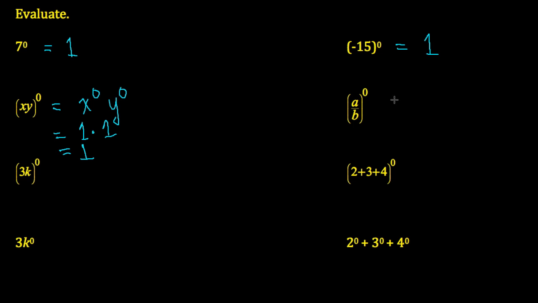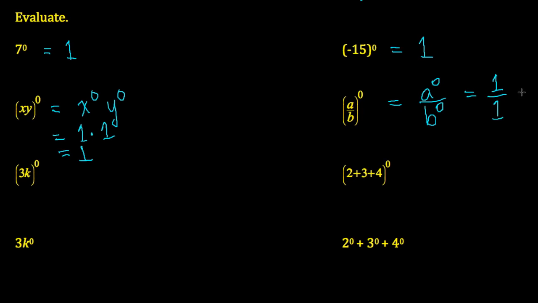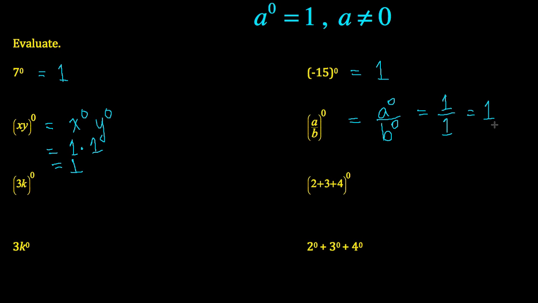What about the power of a quotient rule? This would become a to the exponent 0 over b to the exponent 0, which would give us 1 over 1, which would give us 1. Moving on to 3k to the exponent 0. Well, anything to the 0 is 1, so that becomes 1. What about this? 2 plus 3 plus 4, all raised to the exponent 0. Well, anything to the exponent 0 is 1.